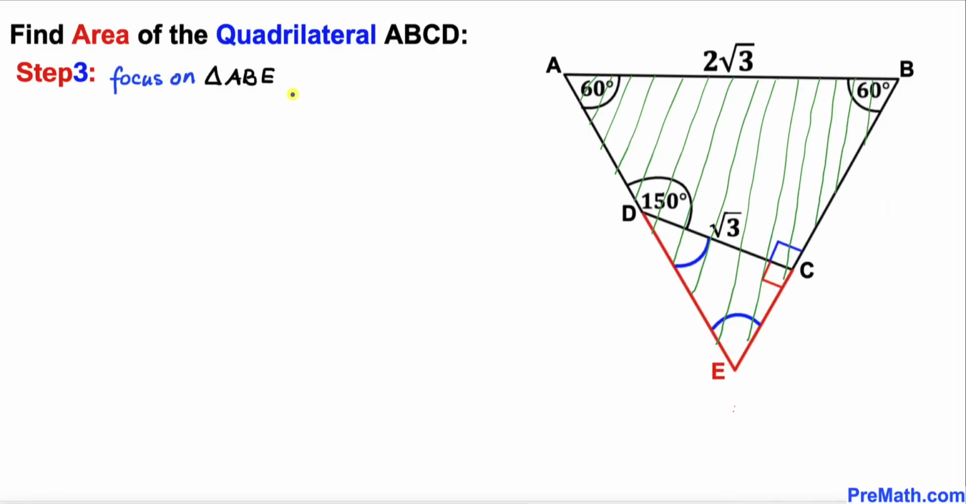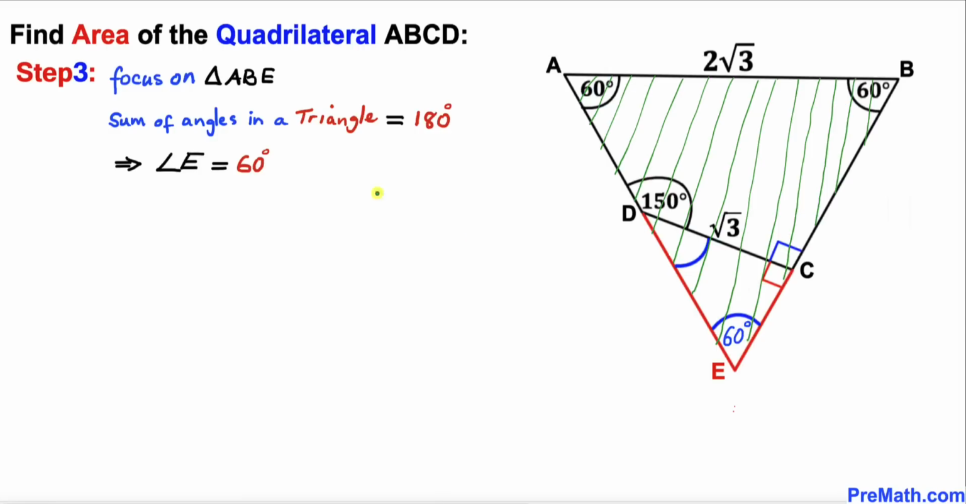Now in this next step, let's focus on this big triangle ABE. We know that the sum of the angles in this triangle must be 180 degrees. This angle is 60 degrees. This angle is 60 degrees. So this angle has got to be 60 degrees as well. So angle E turns out to be 60 degrees, and therefore this triangle ABE is an equilateral triangle.